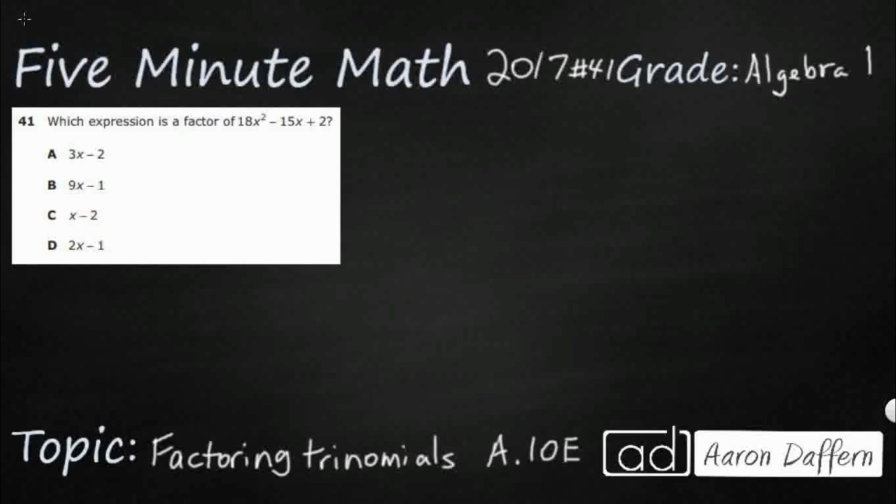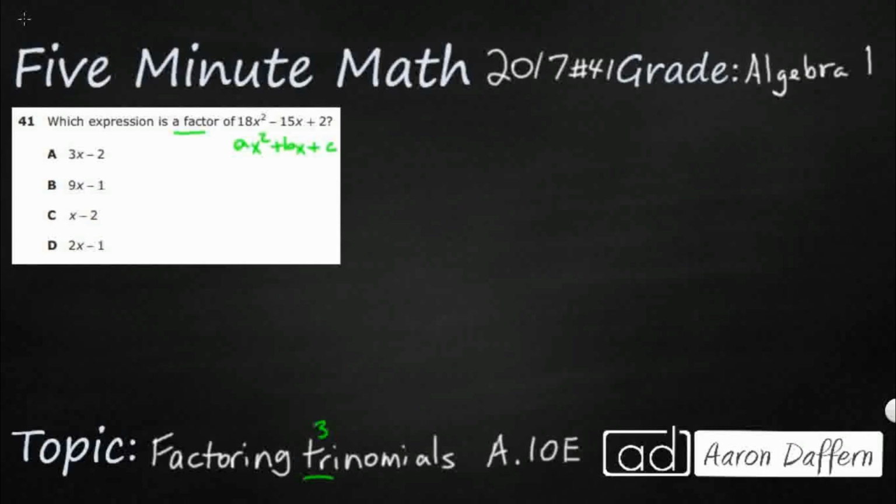So we have a trinomial. Tri is a prefix meaning 3. So we have 3 terms in this expression, and we need to find a factor. So we will find both factors, and only one of them will show up here. So this is in the form that we needed, ax squared plus bx plus c.